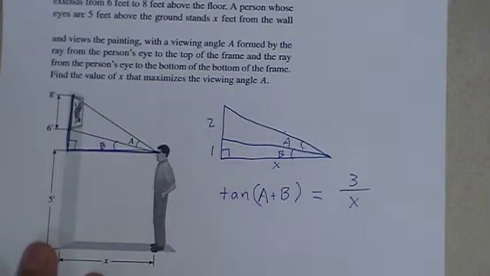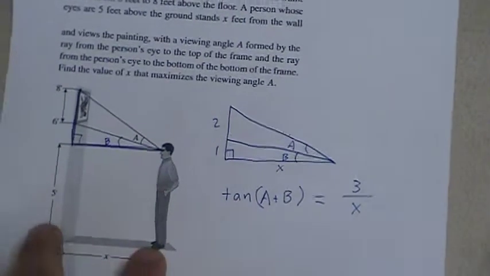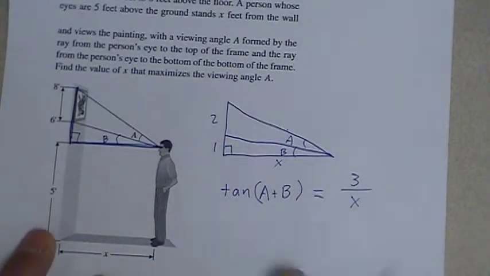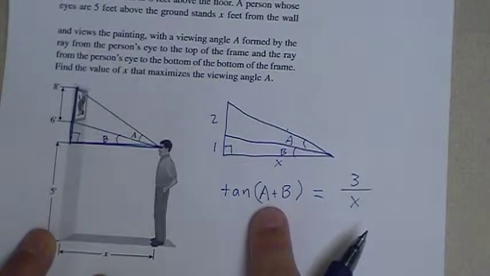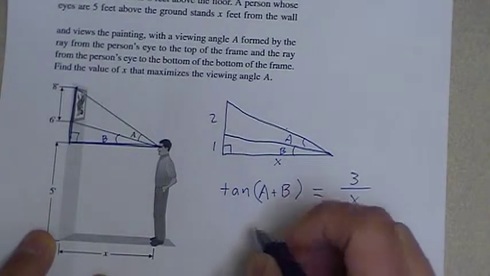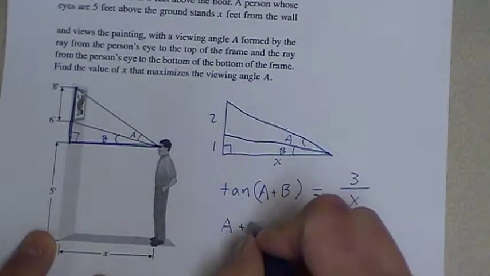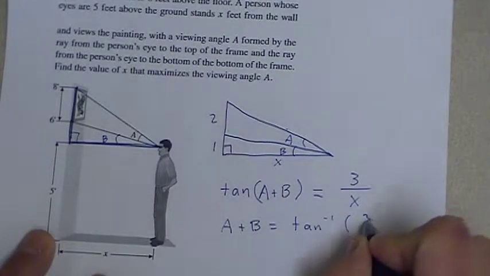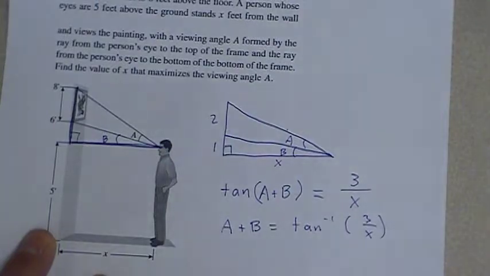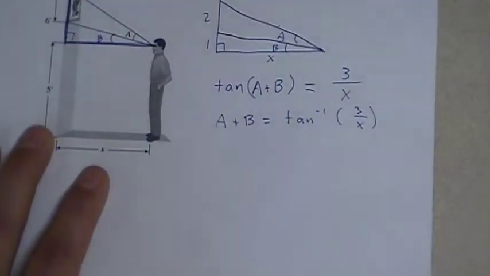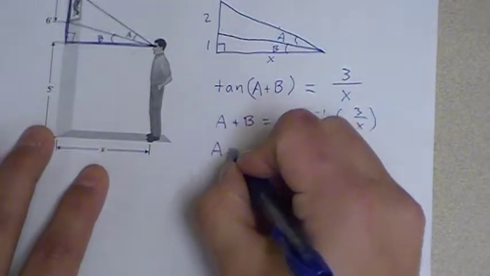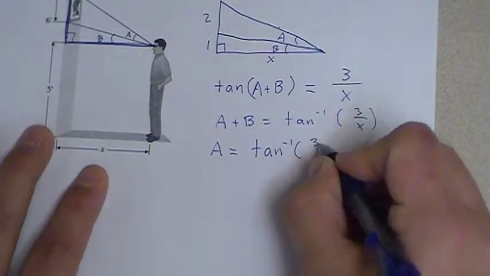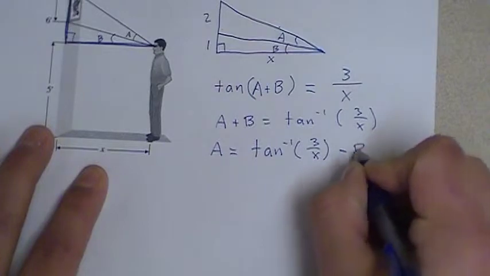What we want here is a formula for A. Now that we have a relationship between all of our variables, we can try to solve this for A. The first thing we have to do is get the A out of the tangent function. So I'm going to take the inverse tangent of each side, and that leaves me with A plus B equals the inverse tangent of 3 over X. Then if I want a formula for A, I have to subtract B from the other side. So my formula for A is equal to the inverse tangent of 3 over X minus B.